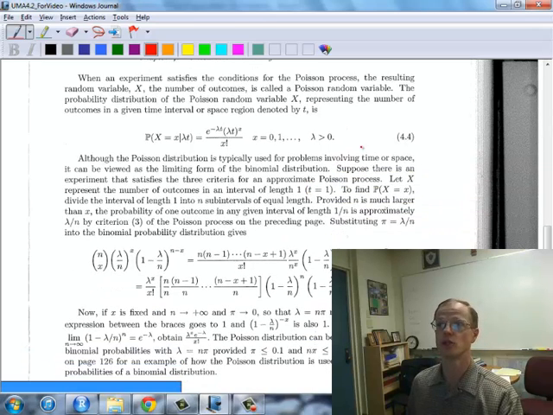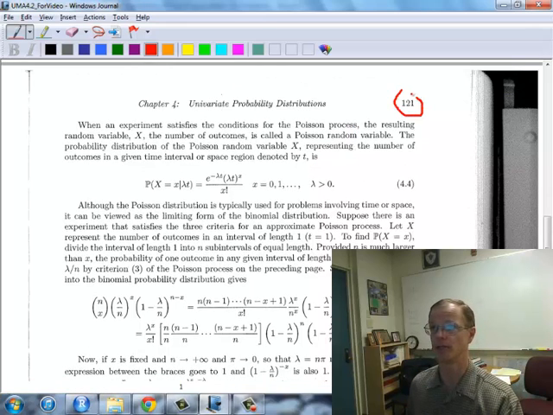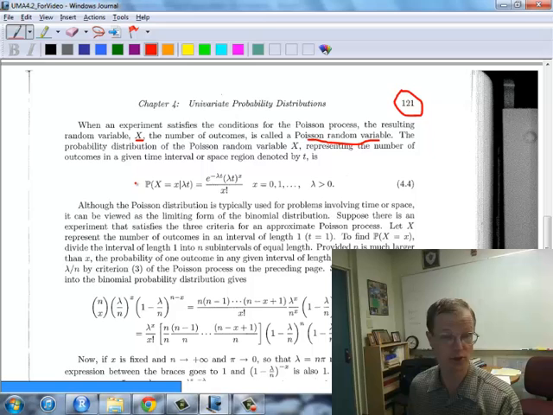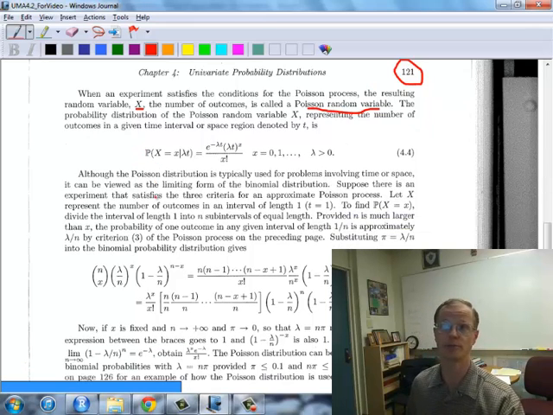So according to our book, and note the page here, the resulting random variable x is called a Poisson random variable if it satisfies those three conditions. Now, here's the probability mass function, and we'll hold on that because it appears mysterious. It's got the natural log in it, like, wow, where does that come from? Let's talk about its derivation.